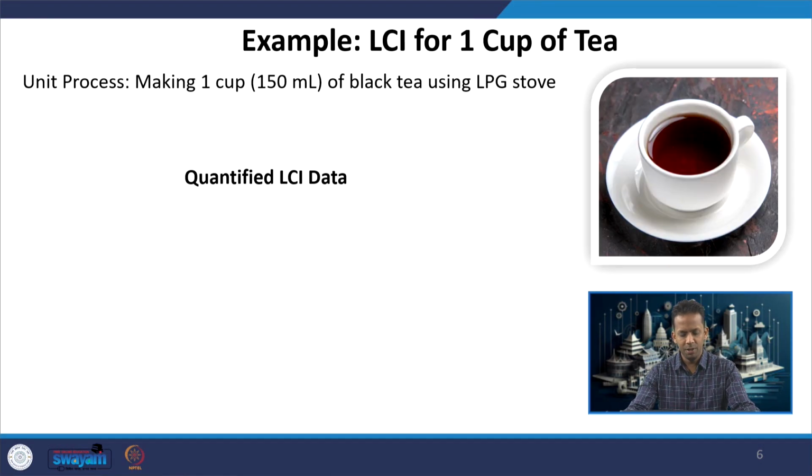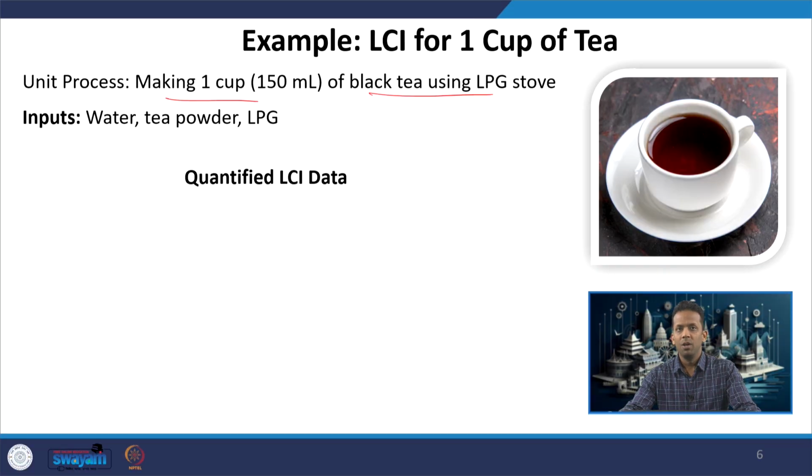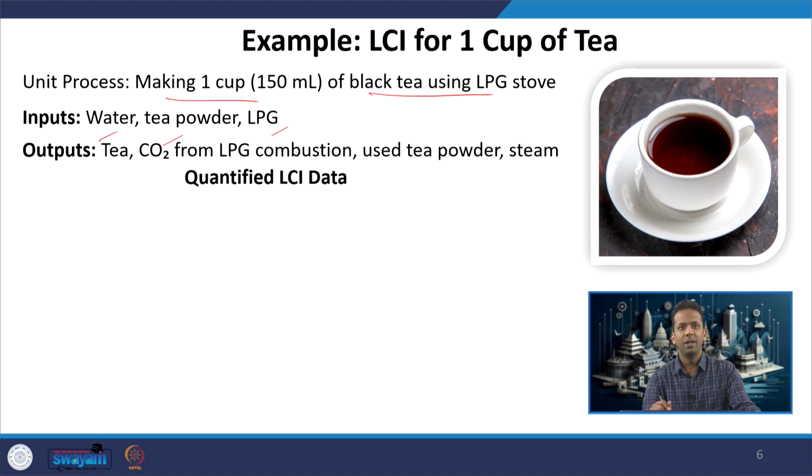Let us take one example of say 1 cup of tea, or just 1 cup of black tea, using an LPG stove. So, if this is the process making 1 cup, that is 150 ml as the approximate volume, that is the unit process. What would be the inputs going to the black tea? Just water, tea powder and some LPG to provide heating, and outputs would be the final tea, some CO2 because we are combusting LPG in the burner, the used tea powder and some steam, because some water vapor would be released to the environment while the water is boiling while making the tea.